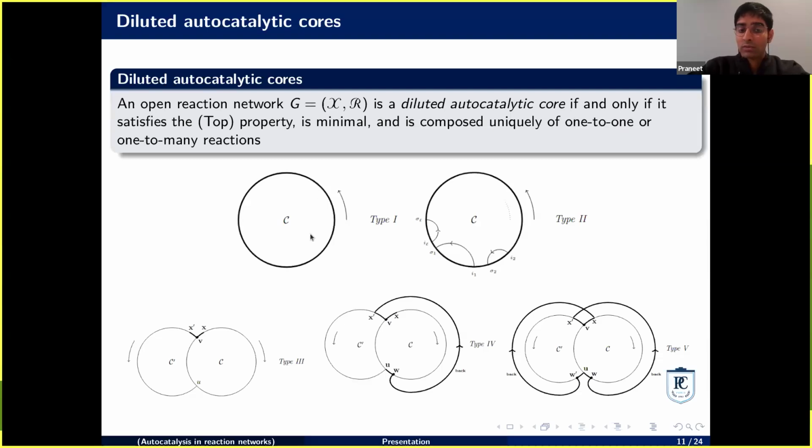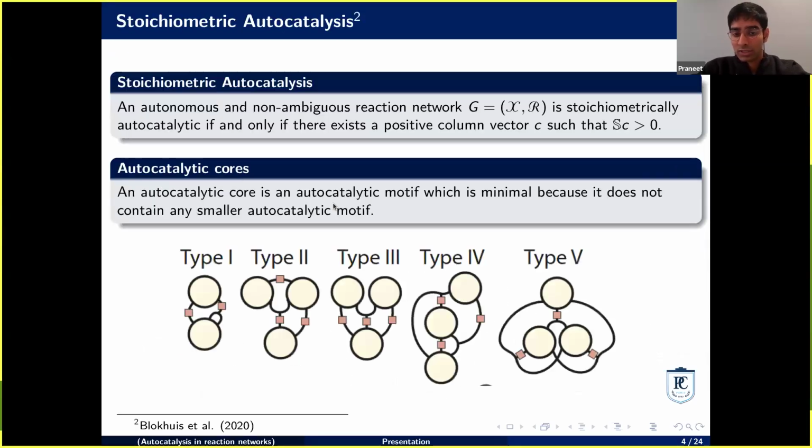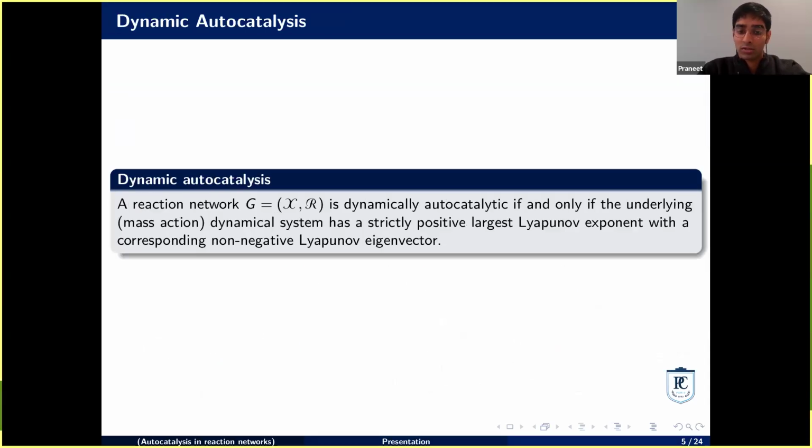So at the end, we get that if we look at it from the perspective of a diluted core satisfying the top property, we again get five different cores, which are almost exactly the same as the five cores that we get in the stoichiometric sense, but under a different setting with irreversible reactions and different stoichiometric constraints.